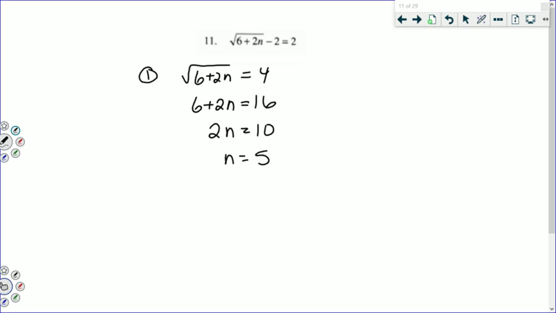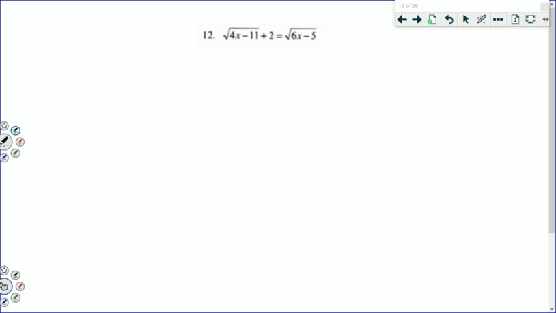And again, we want to check and make sure that n works. The only thing that's going to really make this not work is if we have a negative number underneath the square root. So square root of 6 plus 2 times 5. The only thing that's going to make this not work is a negative under here. Positive plus a positive is going to be a positive number. So 5 does indeed work for our process. Okay? So on to the next problem.